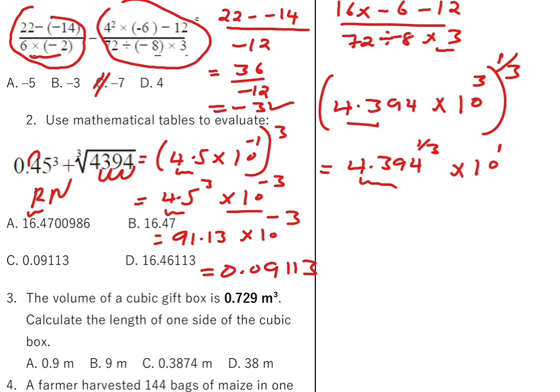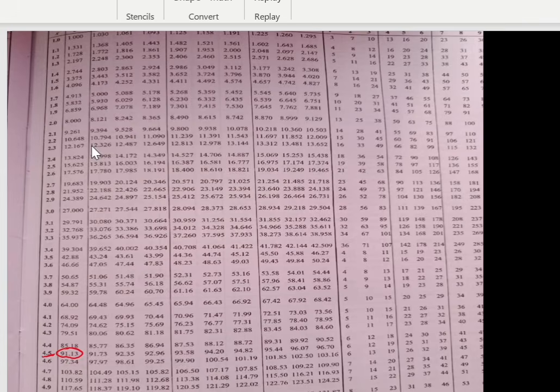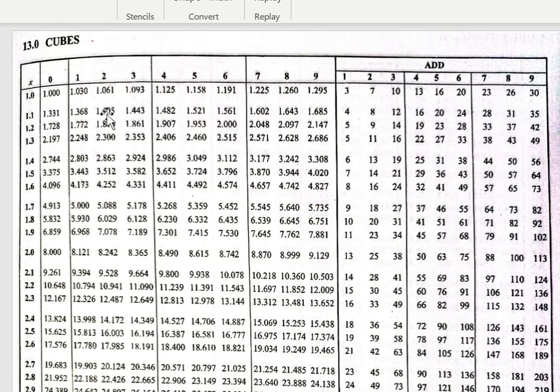So we get the cube root of 4.394. Let us go to our table. We look for 4.394 inside here now, because now we need the cube root. You can see we don't have 4.394. The nearest is 4.331. This is the nearest, 4.331. Let us read the 8th number.